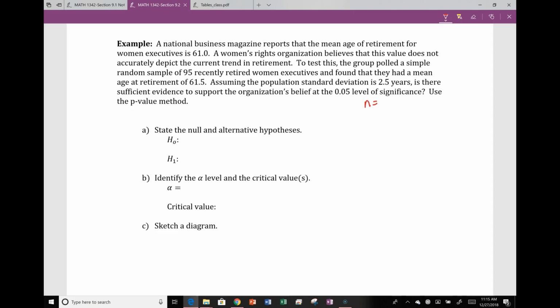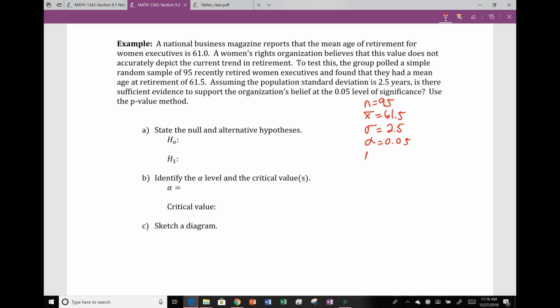So I'm going to go ahead and start here. n is equal to 95. Recently retired women executives, and found that they had a mean age at retirement of 61.5. So our sample mean was 61.5. Assuming the population standard deviation, so we have sigma, so that means that this is going to be a z test, is 2.5 years. Is there sufficient evidence to support the organization's belief at the 0.05 level of significance? So alpha is 0.05. Use the p-value method.